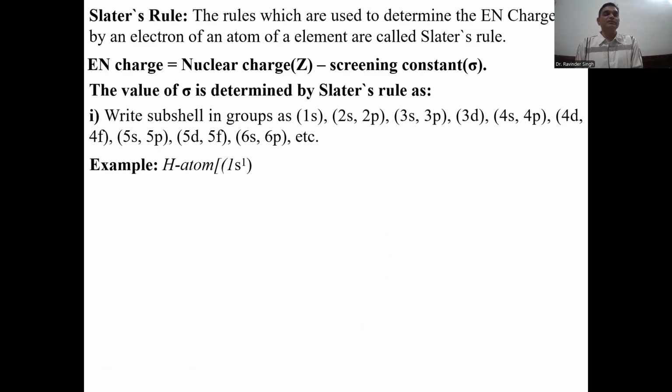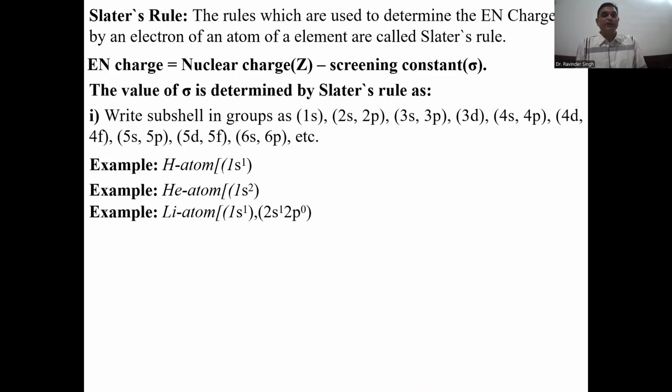Now the next, the examples. For the hydrogen atom, the grouping will be like this, because the atomic number is 1. So the configuration is 1s1, and there is only one group. In case of the helium atom, the configuration is 1s2, so there is only one group. In case of lithium, the configuration is 1s2, 2s1, 2p0. So we now have two groups: for the first shell, a separate group, and for the second shell, S and P kept together, so the second group.